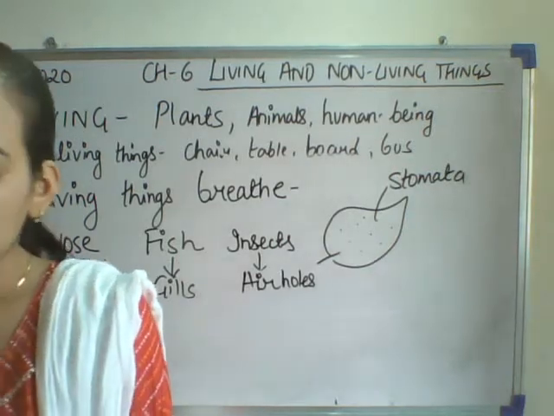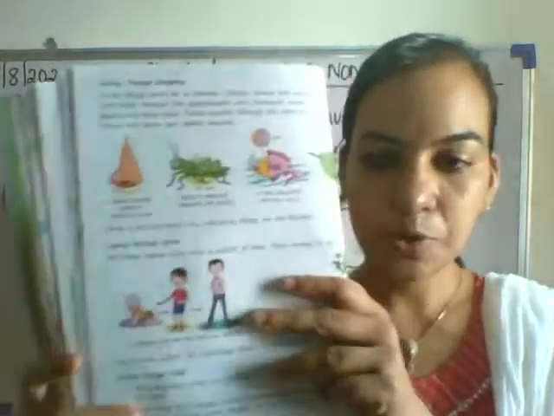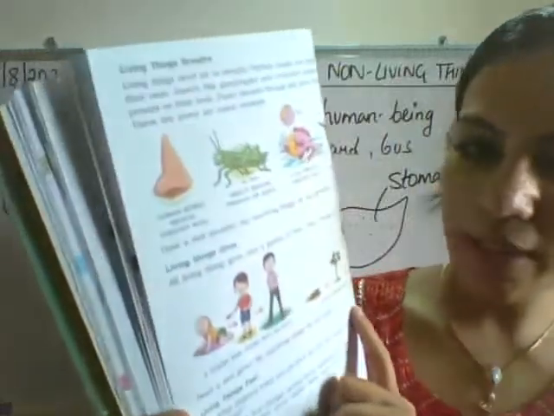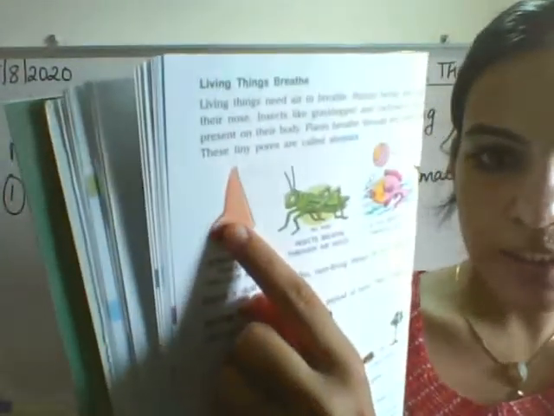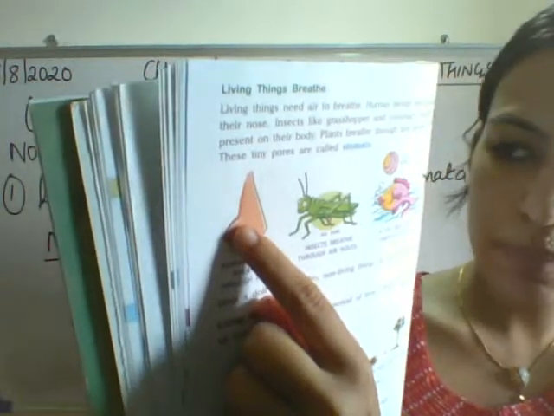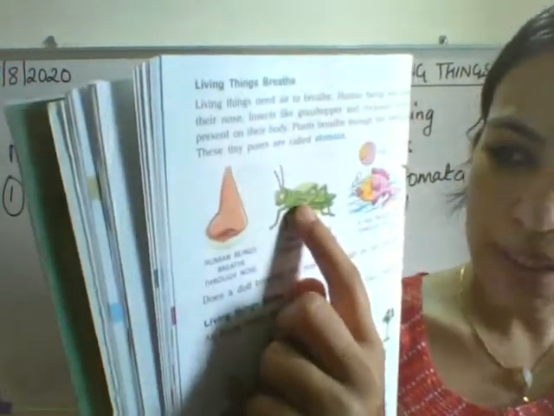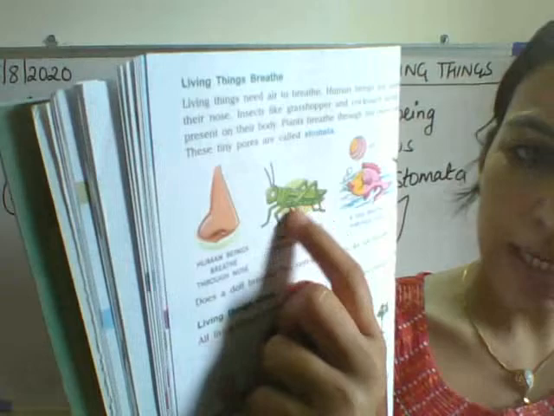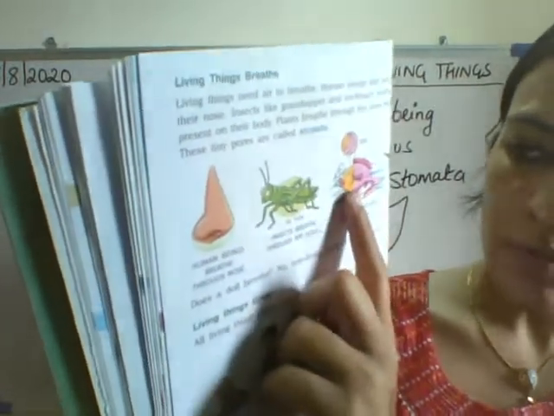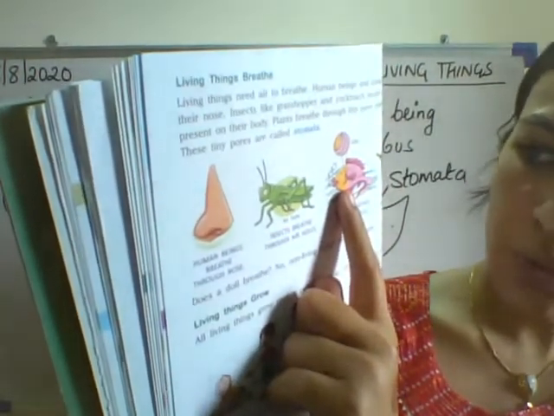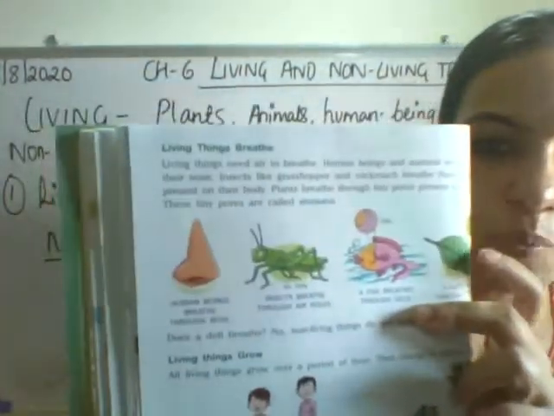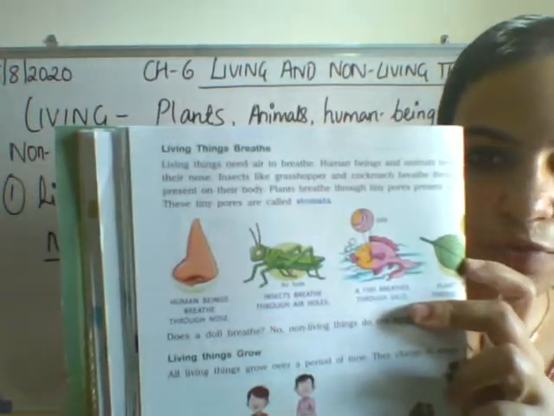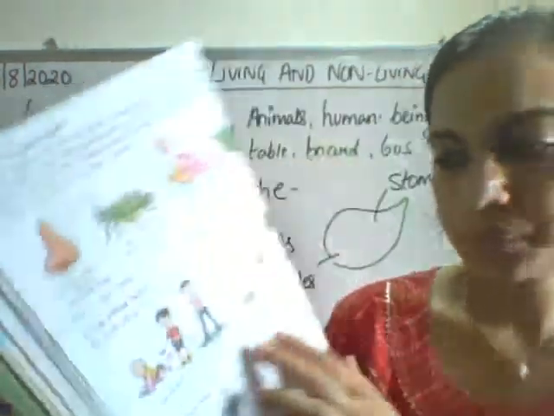Here, I am just showing you, it is page number 48. Here you can see the nose. The human beings, we have the nose. Through the nose we breathe. This is the grasshopper. It has the air holes. These are the air holes through which it breathes. Fish breathes through the gills. And the plants breathe through their leaf. The leaf has the small pores known as the stomata, through which the plant breathes.